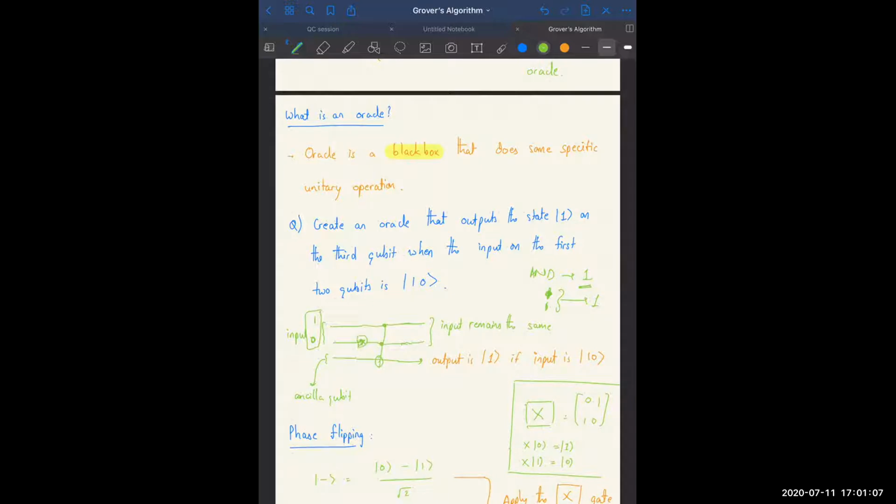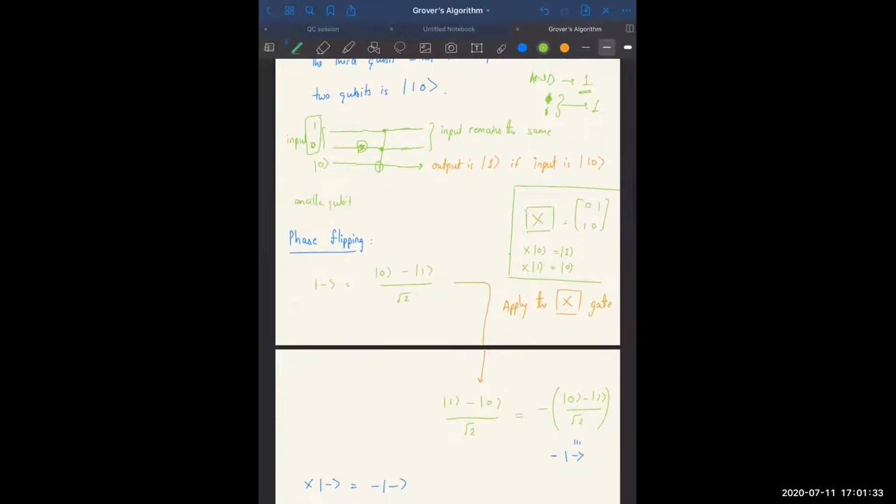So by doing this, now you have constructed a specific oracle, which in a way is searching for the qubit state 1, 0. Whenever the qubit state is 1, 0, it will give a 1 on the third qubit, and whenever the qubit state is anything else, it will give us 0. And one important point that I have missed over here is that the ancilla is 0 in this specific case.